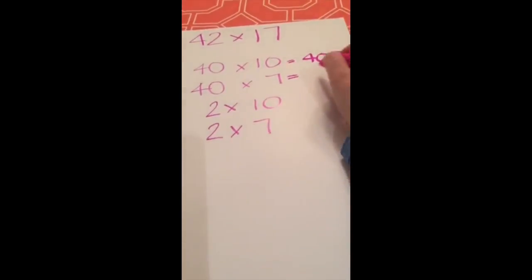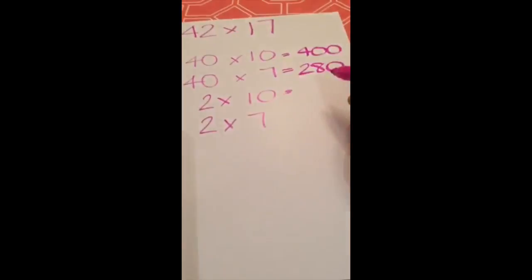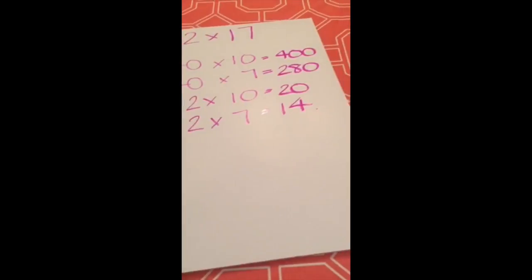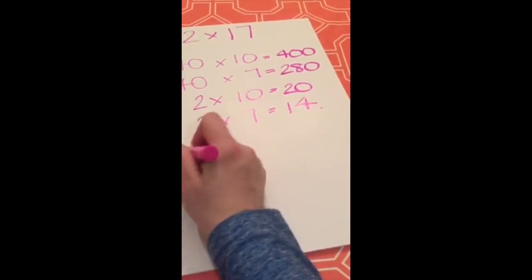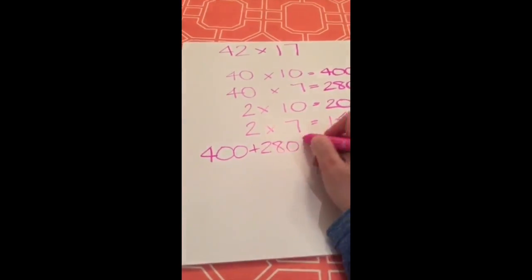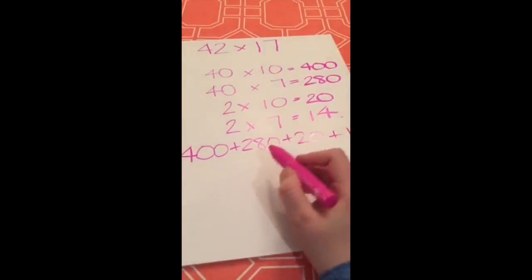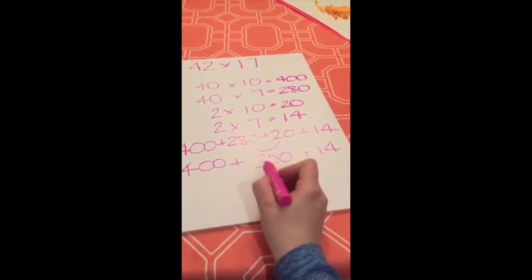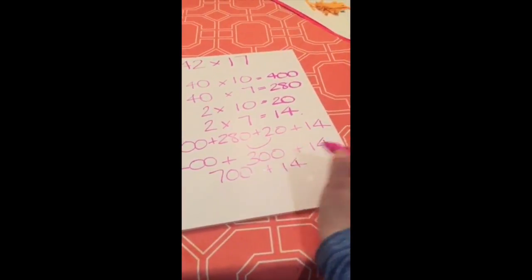Next, 2 must be multiplied by 10, which is 20, and then 2 must be multiplied by 7, which is 14. Then I add up the products from all 4 equations, and the sum is my answer. I know that 280 plus 20 is 300, so 400 plus 300 plus 14 equals 714.